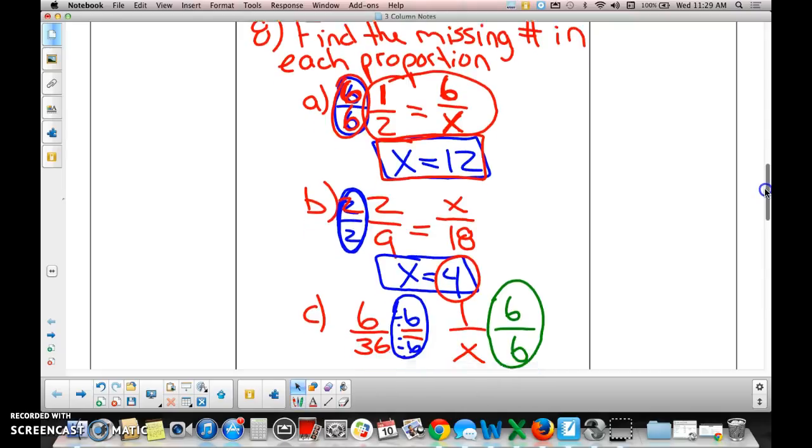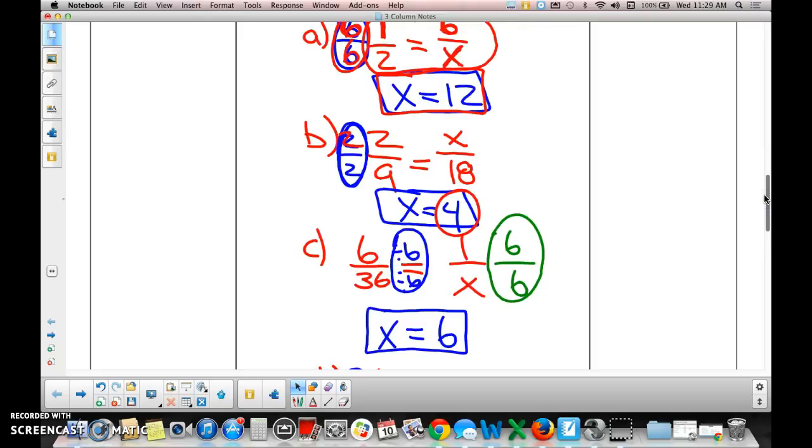Letter C. We went from 6 over 36 to 1 over x. So in this situation, Antoine, we went from a big fraction to a smaller fraction. And in order to go from 6 to 1, what do you do, everybody? Divide by 6. So what are we going to divide 36 by? 6. And what is 36 divided by 6? 6.